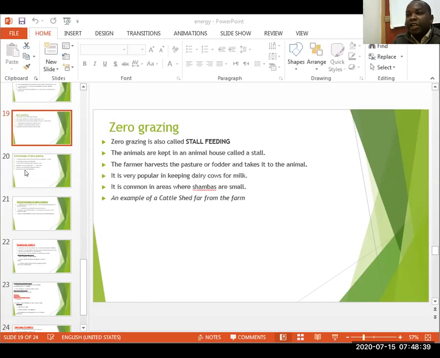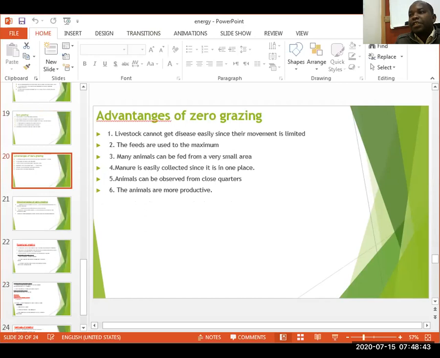Let's look at the advantages of zero grazing. Number one, livestock cannot get diseases easily since their movement is limited. The feeds are used to the maximum.